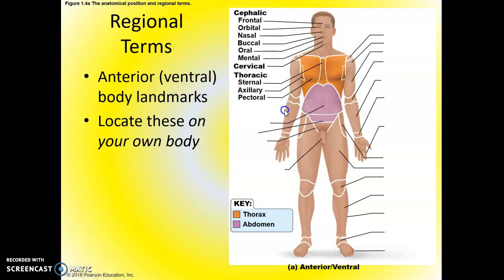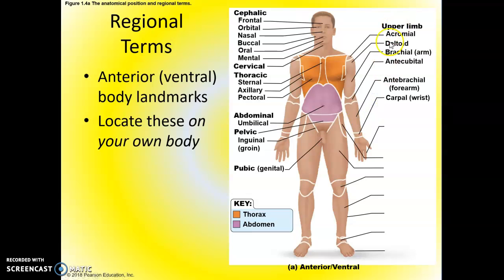Below that, we have abdominal, which is kind of our belly here. You can see the umbilical region. And then the inguinal region, which is the part you can feel across your hip bones, below your belly button. The inguinal region also includes the groin down below, going into the pubic or genital region even further down than that.